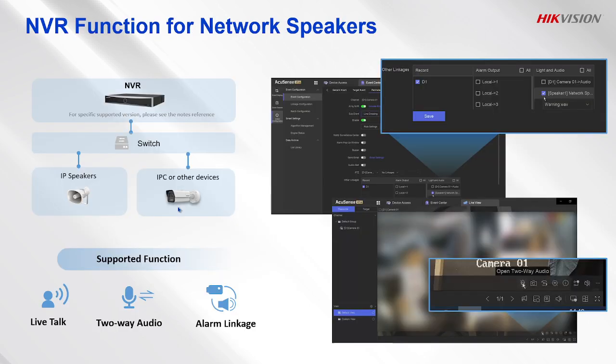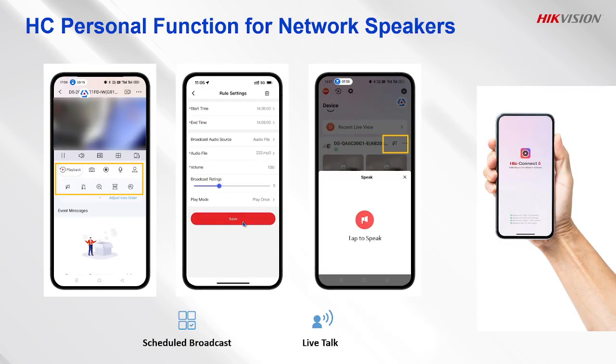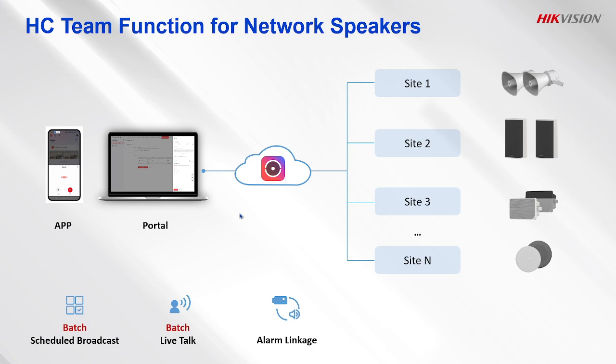Then we consider the function now. For the NVR for network speakers, you get an NVR, IP speakers, and IPC. Then you have live talk two-way audio with alarm linkage. Then we can use HIK Connect Personal for network speakers, so you broadcast from your phone. We also have HIK Connect Team for more network speakers, especially when the site is big. You can do batch live talk to your speakers.